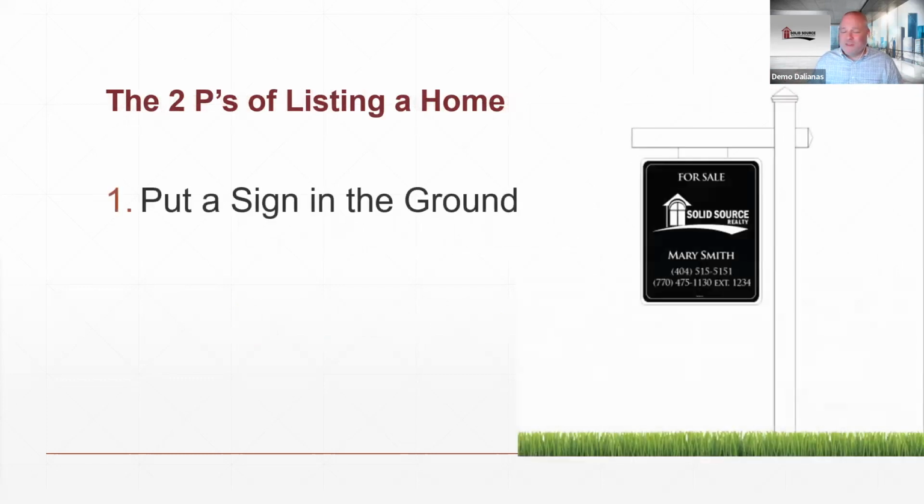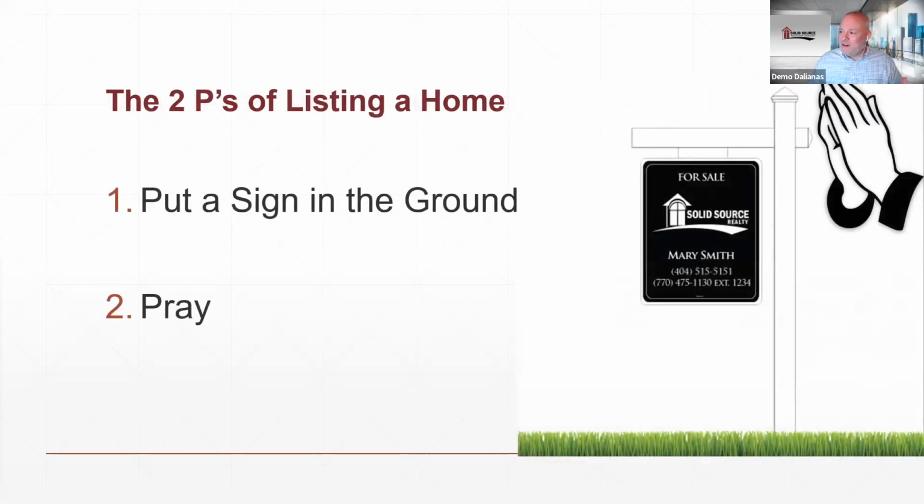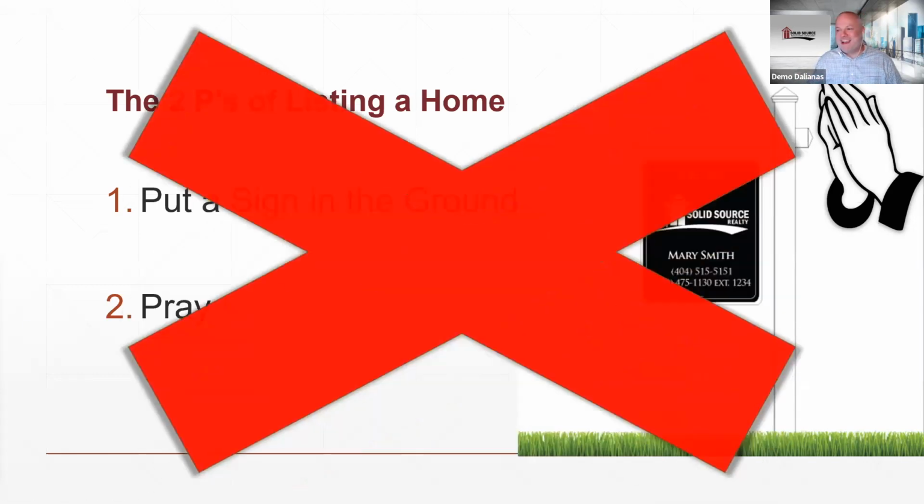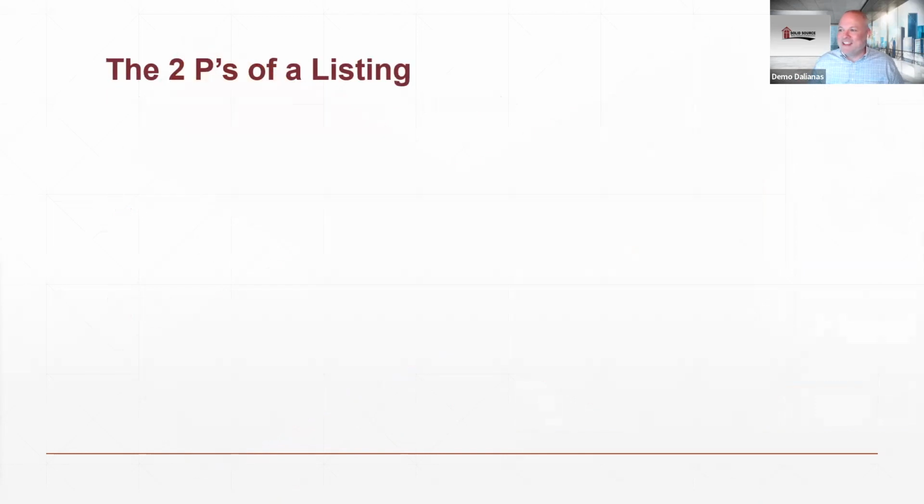And please let me know if you think this is the right way. Putting a sign in the ground and praying, right? That's what a lot of clients, I think, and maybe a lot of agents, that's their system currently. If it is your system currently, hopefully we're going to show you some things today that are going to make your system a little bit more involved than just these 2 things. So we want to put a big red X through that. We're not just going to look at putting a sign in the ground and praying. That's not going to be our 2 P's for listing and for success.